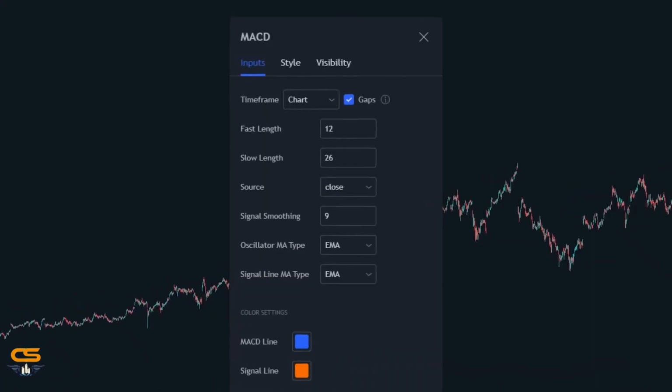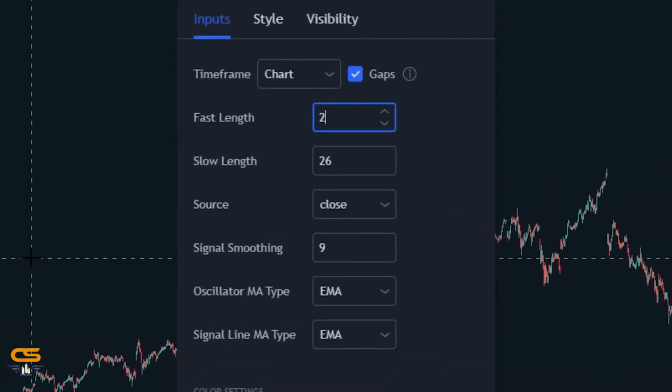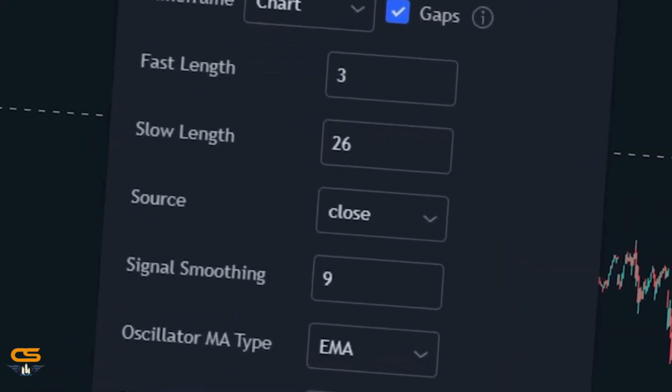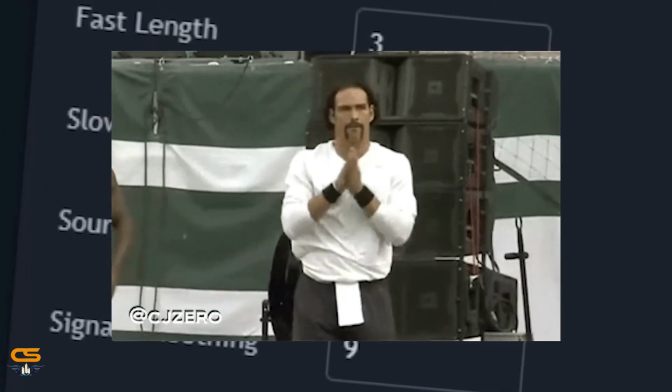I also told the bot to test every number between 2 and 60 to see which numbers are the most optimal, which basically means the bot will scrape through tens of thousands of different setting combinations. So for example, it'll try 2, 26, and 9, and then 3, 26, and 9, and so on, but for every single section. Let's jump straight into the results.